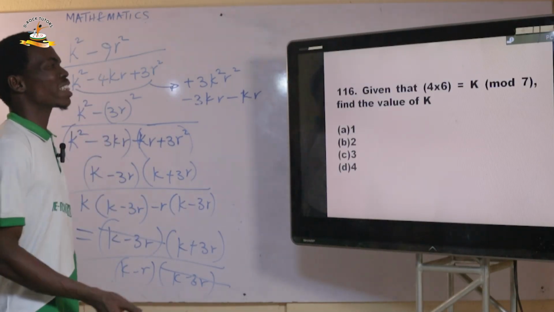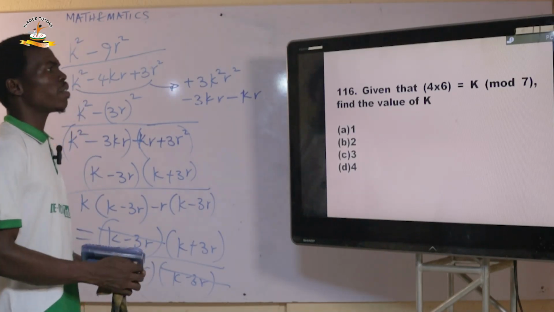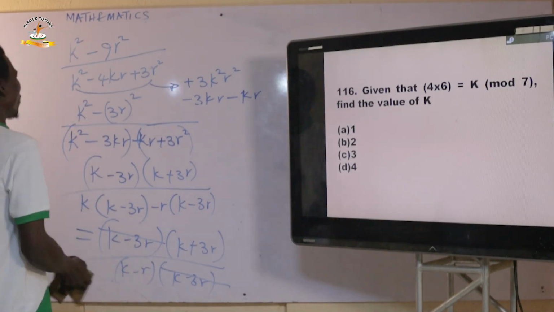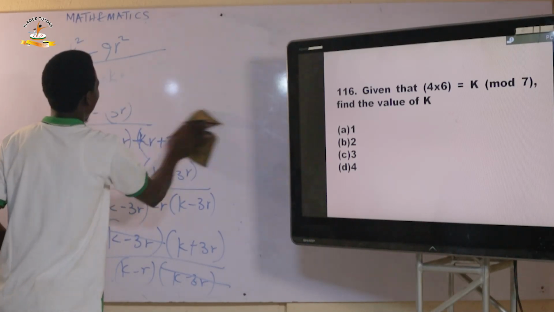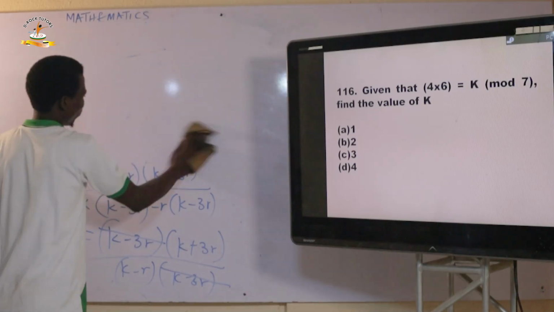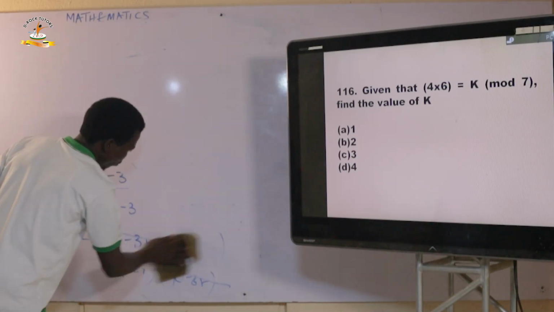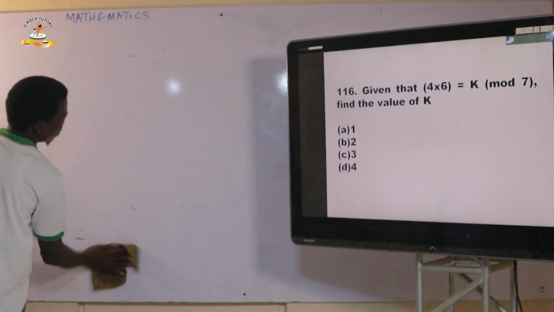Given that 4 times 6 is equal to k in modulo 7, find the value of k. And this is modular arithmetic, one of the simplest topics in mathematics as far as O level is concerned. So apparently you should have gotten your answer by now, but let's do justice to that.